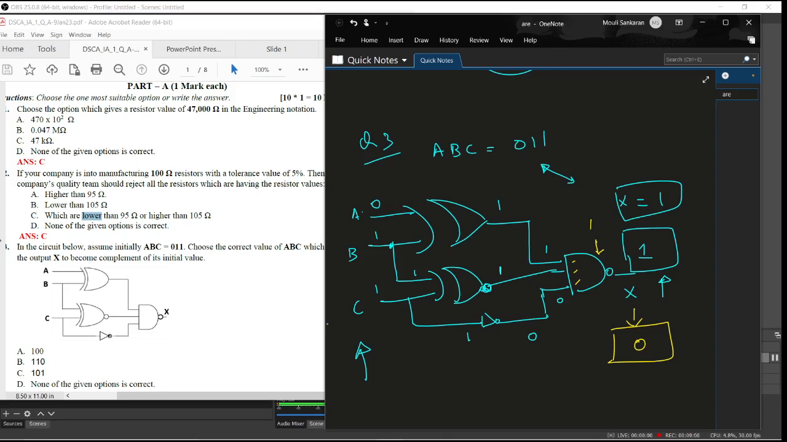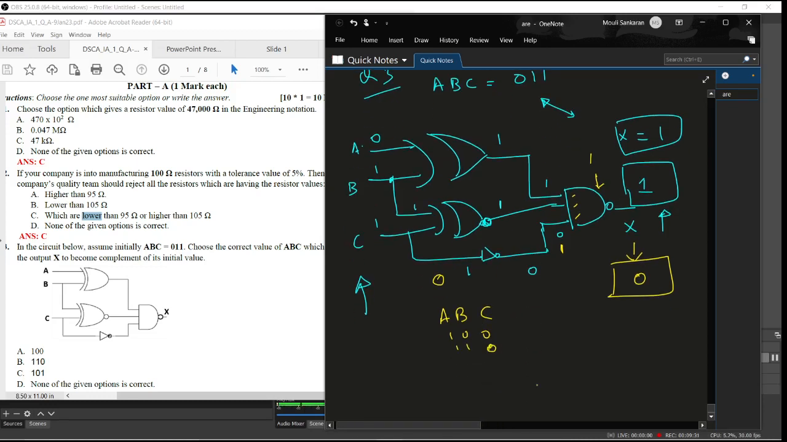Now what should be the C value? Backtrack it. It should be 1. In that case, this should be 0. Now look at this. ABC is the thing. So A is here, B, C. So that's the same sequence you should assume. Now, which value of ABC, whether 100 will give me, or 110 will give me, or 101.